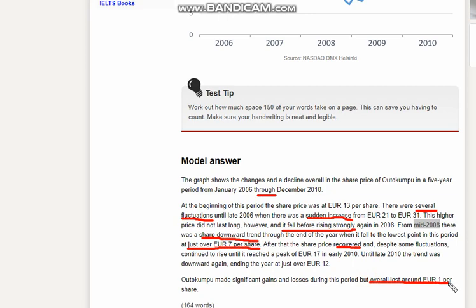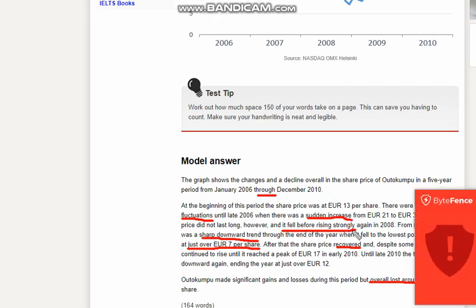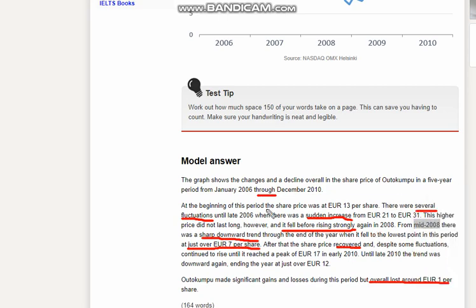Okay, these are the words that we can learn in that context. Several fluctuations, sudden increase, fell before rising strongly again. Mid-2008 is also useful. A sharp downward trend, recovered, just over €7 per share, overall lost around €1 per share is also useful.